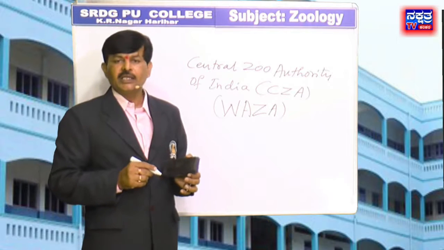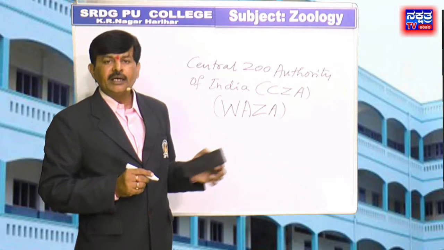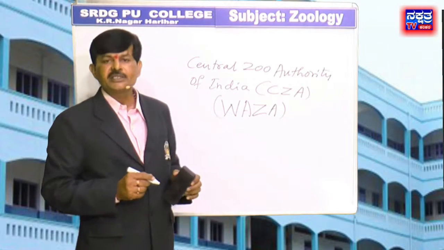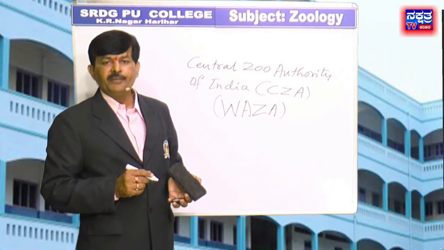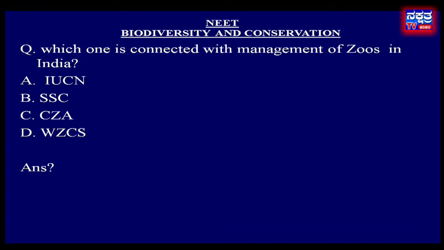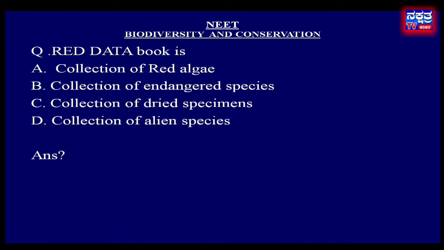The Central Zoo Authority has been constituted under the Wildlife Protection Act. The authority consists of a chairman, 10 members and a member secretary. Therefore, in the given options, option C, that is CZA, is the right answer. Move to next question. Red data book is option A, collection of red algae. Option B, collection of endangered species. Option C, collection of dried specimens. Option D, collection of alien species.